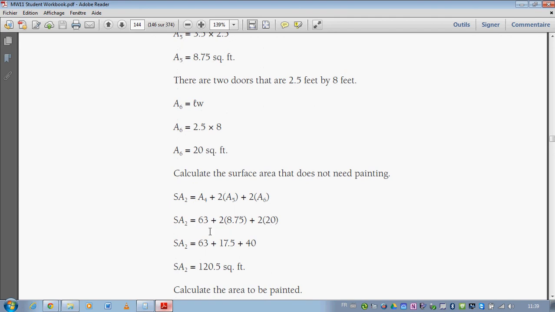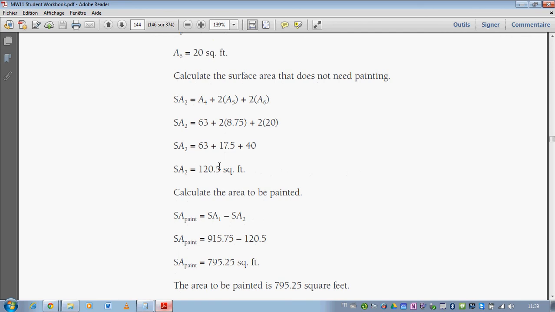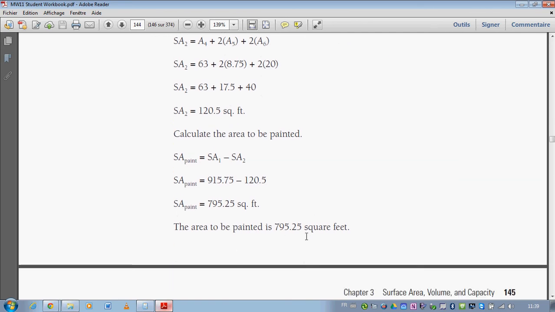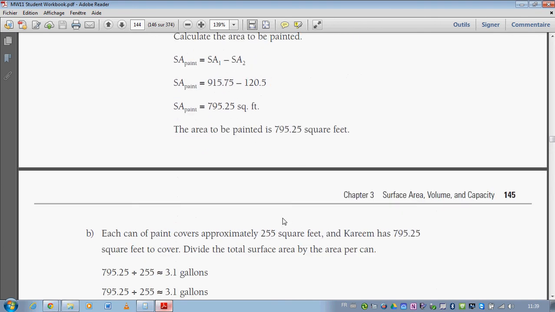Well, they actually figure out the total area that Kareem won't have to paint, which is 120.5 square feet, by adding all those areas together, and then subtracting that 120.5 square feet from 915.75. So that's how much he needs to paint.